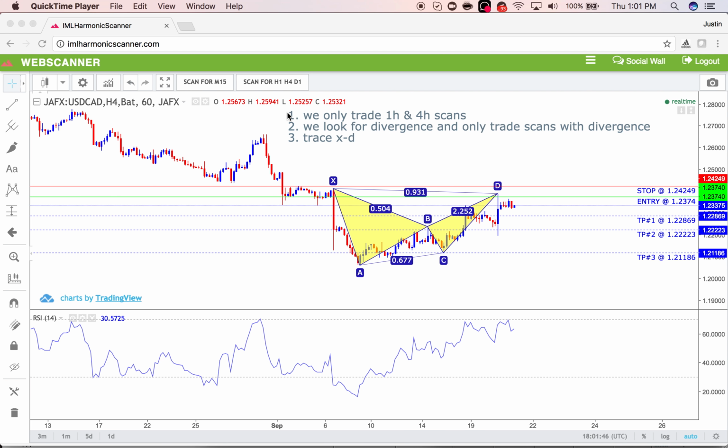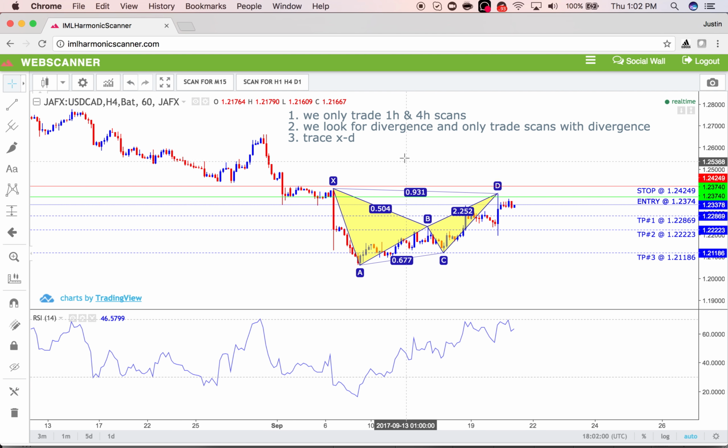The first one we have is we only trade 1 and 4 hour scans. What does that mean? That means up here where it says scan for H1, H4, and D1, the only trades we're looking to take are the 1 hour harmonic scanner trades and the 4 hour. The reason I say those is simply that those work the best with the strategy that we've developed.